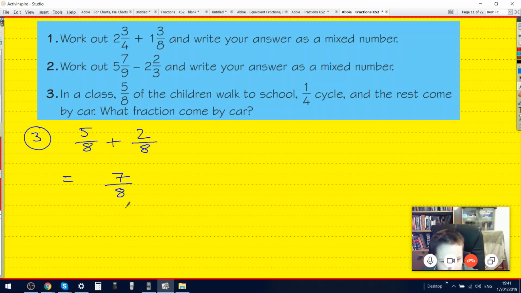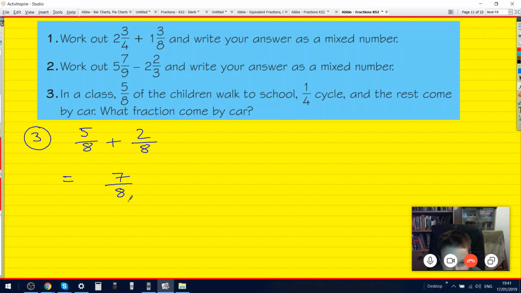And is that what the question asks us to find? No, it says the rest come by car. And they wanted what fraction come by car. Yeah, but the thing is, it doesn't say how many children are in the class. Well, what do you know about the fractions? Well, so 7/8 of the class.